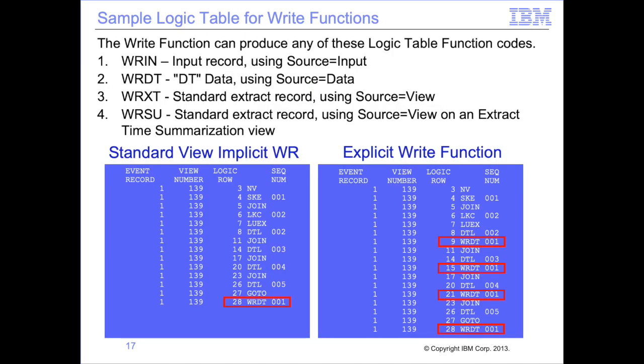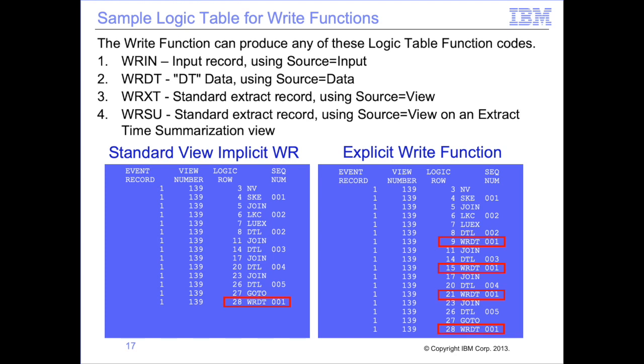Using the write function keywords, any of the WR functions can be generated in a logic table. In these example logic tables, a standard extract-only view without a write verb is shown on the left. This view has one WR function as the last function in the logic table. The logic table on the right shows the result of a WR verb with source equals data, which has been coded multiple times in the logic text.